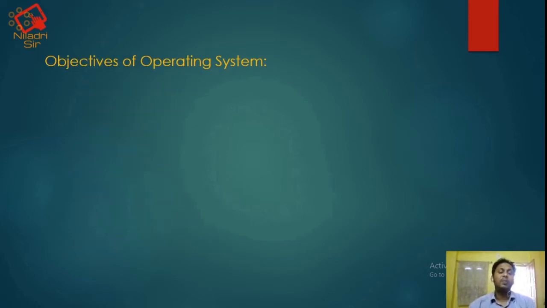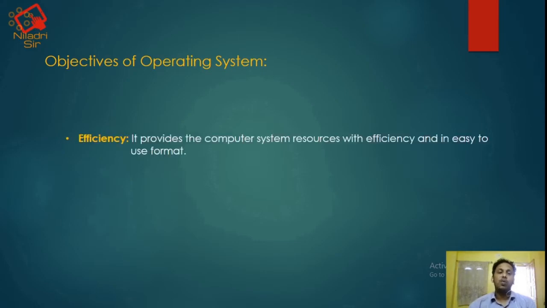Next come what are the objectives of operating systems. So what are the objectives? First one is efficiency. Efficiency means it provides the computer system resources efficiently and in an easy to use format. There may be lots of resources in our computer system, all residing in the secondary memory, like documents, audio files or video files. All of these things are efficiently operated by the operating system.